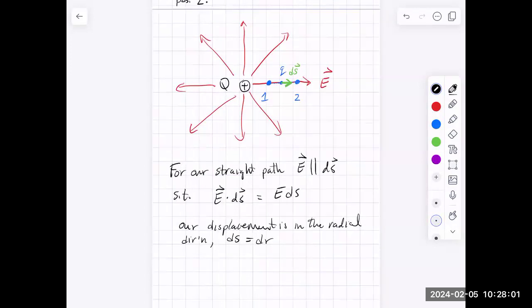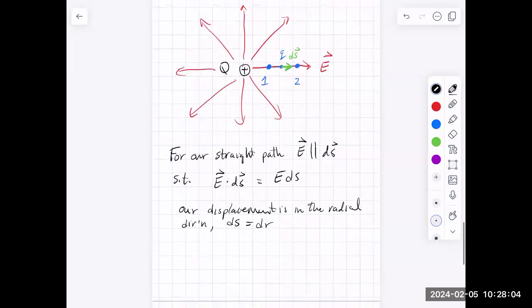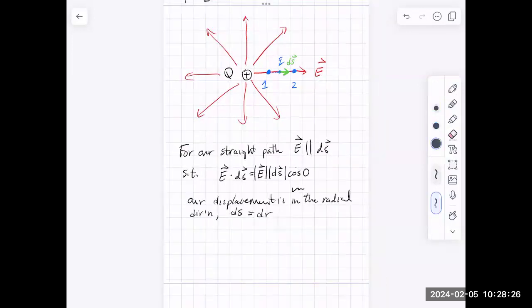Because I evaluated the dot product, right? So here, we could do it in 2 steps. The definition of dot product is we take the magnitude of our 2 vectors times the cosine of the angle between them. But for our current geometry, that angle is 0, and so cosine of 0 becomes a 1. And the magnitude of the electric field and the ds, I could just draw those without vector signs.